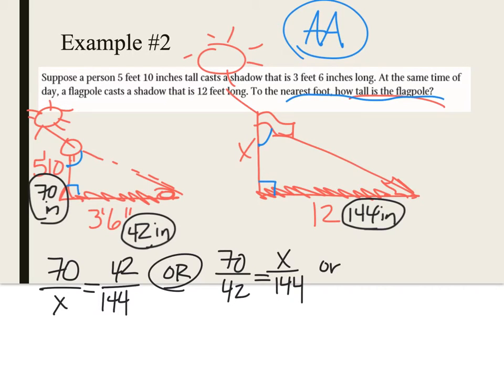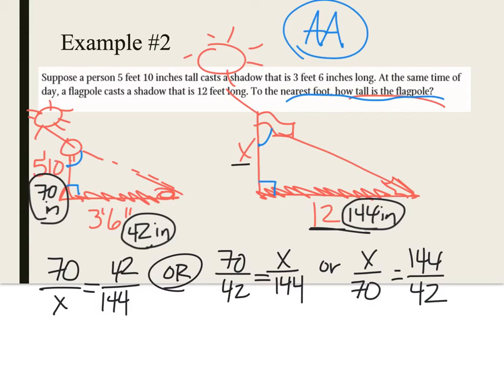Maybe you always want to start with a missing value. So I see x, and then I'm going to match it up to the 70, because the flagpole and the person are both the straight up and down sides of the triangle. Then if I go x to 70, I have to stick to this triangle over here back to that one. So I'd have to go 144 to 42.